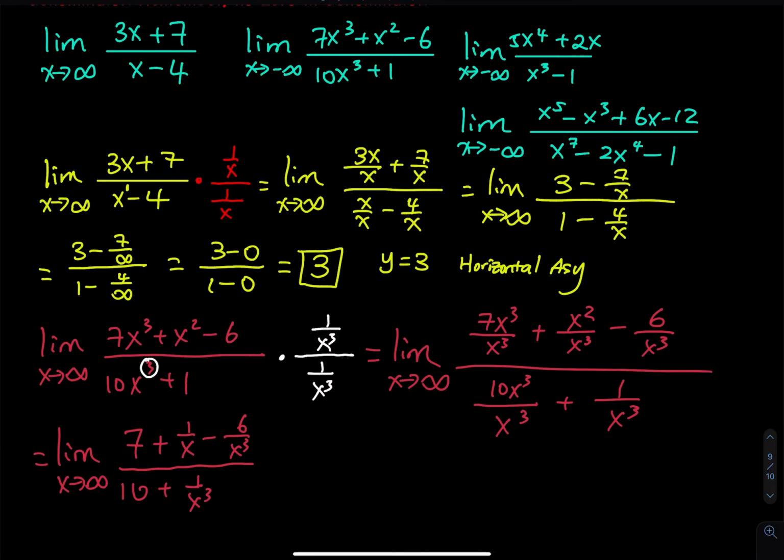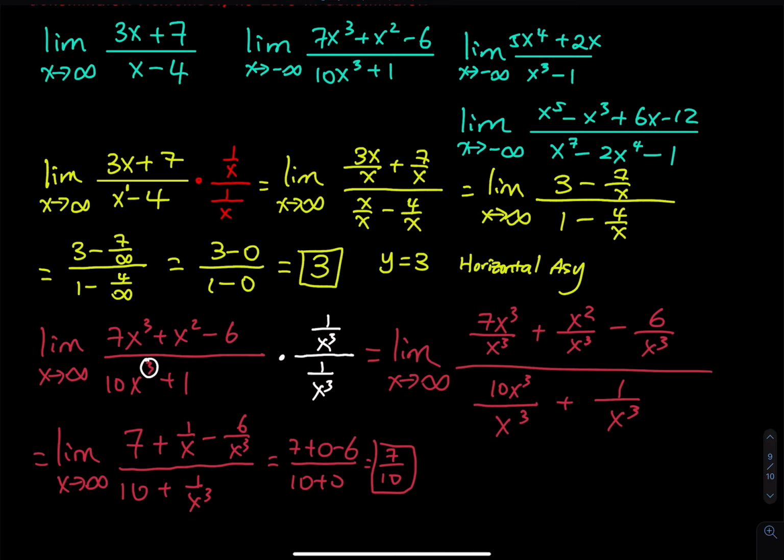Once x goes to infinity, all the fractions become 0, because you take a real number divided by an extremely large value and you just get 0. So overall, you have 7 plus 0 minus 0, over 10 plus 0. So the answer is equal to 7 over 10.